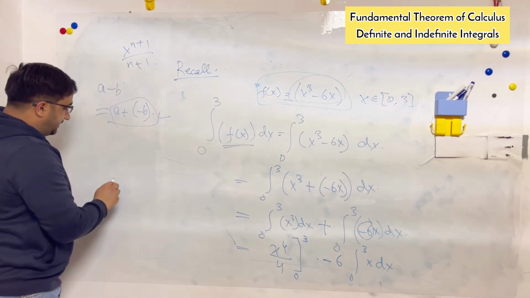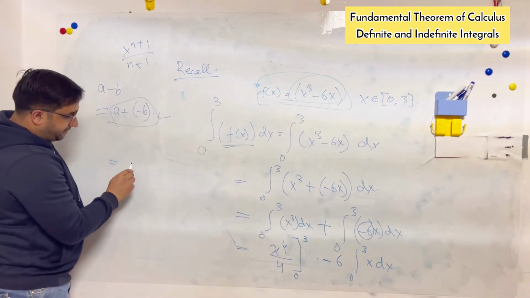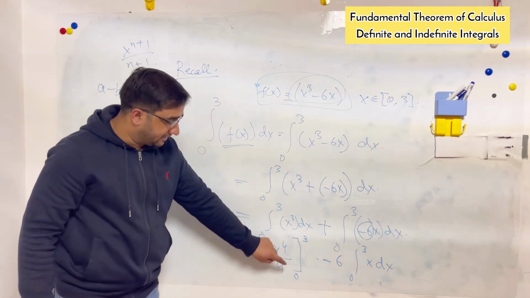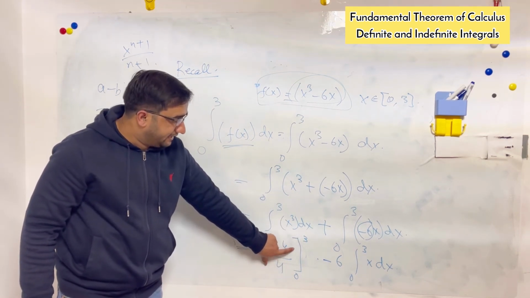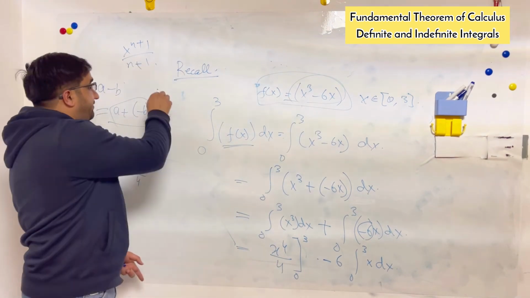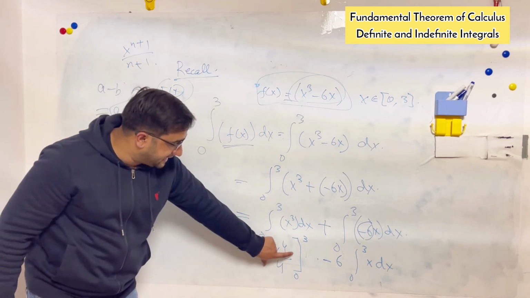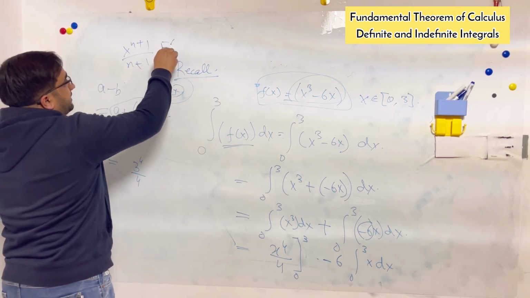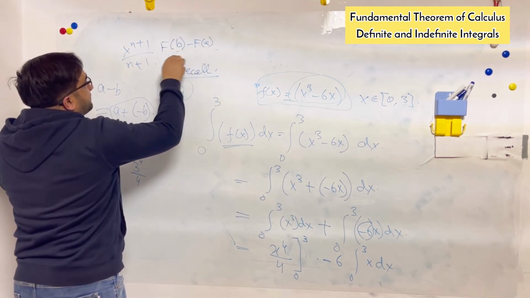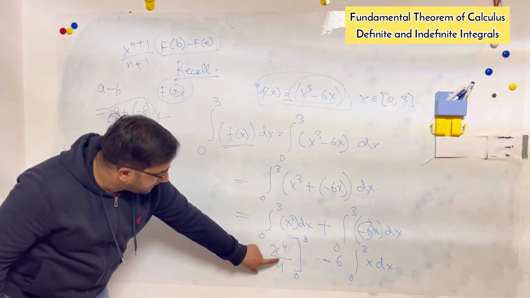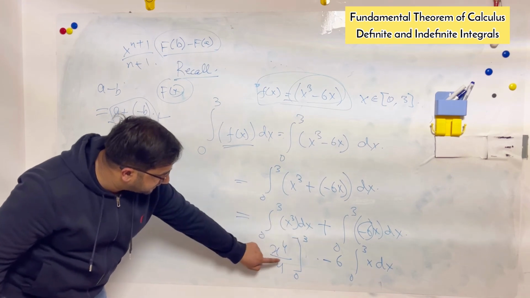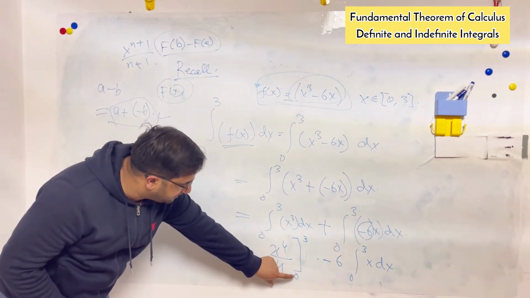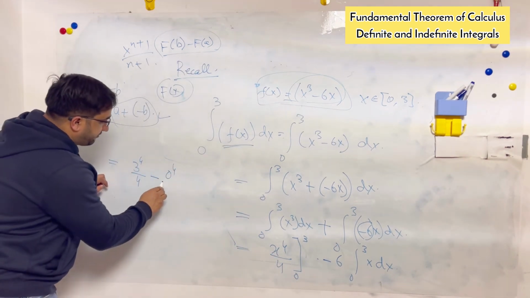When you put the values here, it will become 3 raised to the power 4 divided by 4. When you have limits like this, first you put the point b. This is capital F of x, the antiderivative of this function. You know the rule that when you get the antiderivative, F of b minus F of a will be the answer. It means you put the point b first: 3 raised to the power 4 by 4, minus F of a, the whole function at the point a, that is 0 to the power 4 divided by 4.